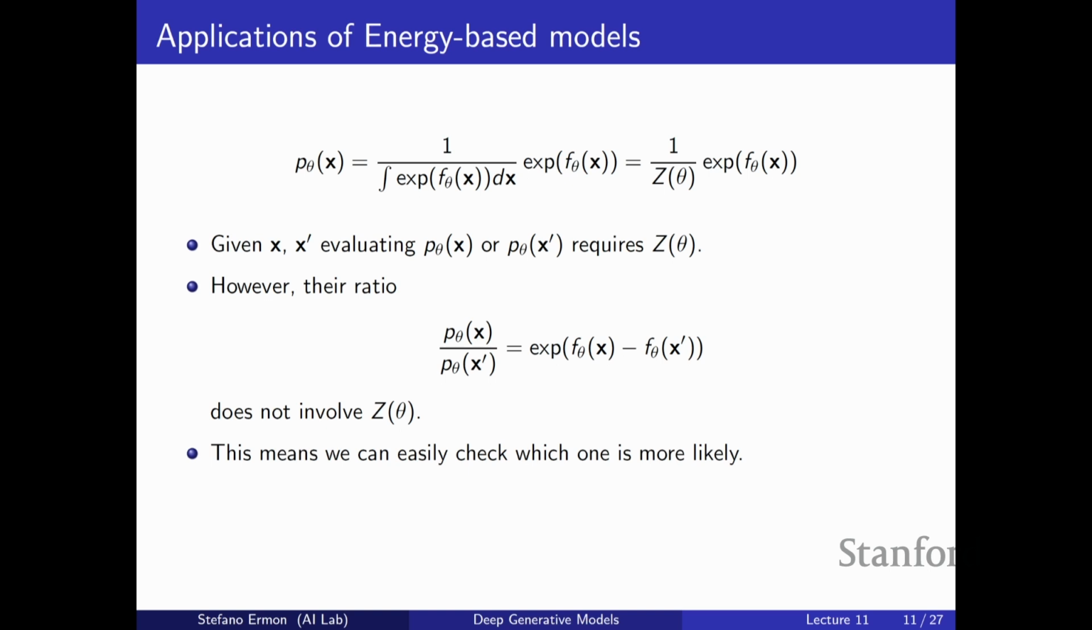And which means that we can check, given two data points, which one is more likely very easily. Even though we cannot know how likely it is, we can check which one is more likely between the two. And this is going to be quite useful when we design sampling procedures. You can still use it to do things like anomaly detection, denoising, as we'll see when we talk about diffusion models, which also relies on this.